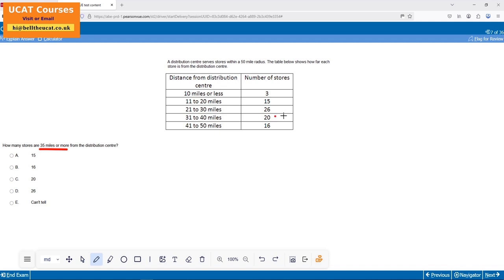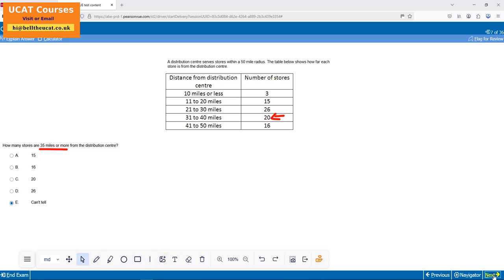32, 40 is 20. I don't know how much 31. Oh, because I don't know means that's right. Can't tell. Ready? Because, by the way, 31 to 40 are 20. But out of the 20 we're looking at, how many are from 35? Absolutely no clue, hence can't tell. Ready? Okay, moving on to our next question.